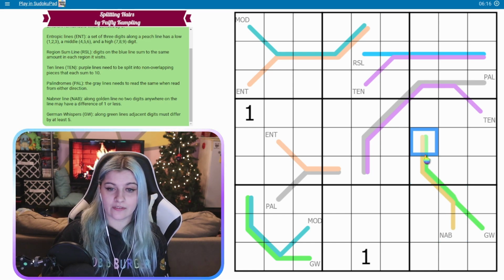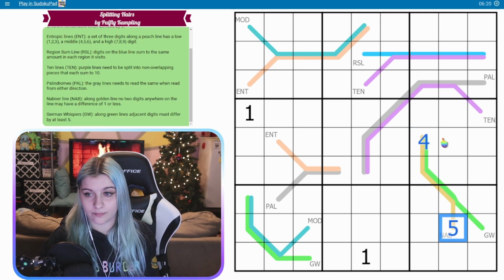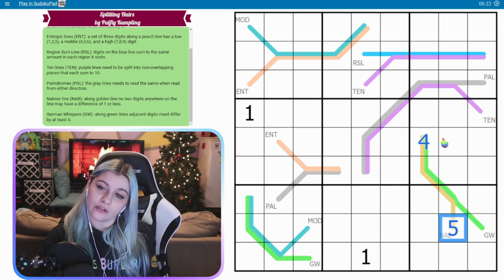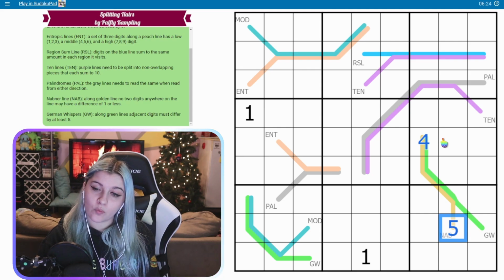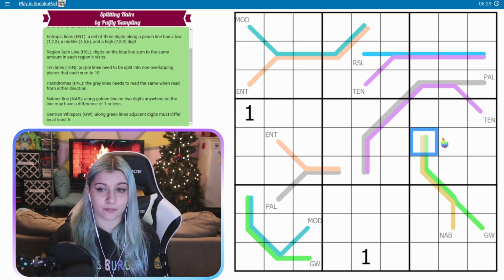So even if this is a 4 and this is a 5, those have a difference of 1. And it says no 2 digits anywhere on the line may have a difference of 1 or less. So this would not work. So there's going to be very specific digits I can put here.